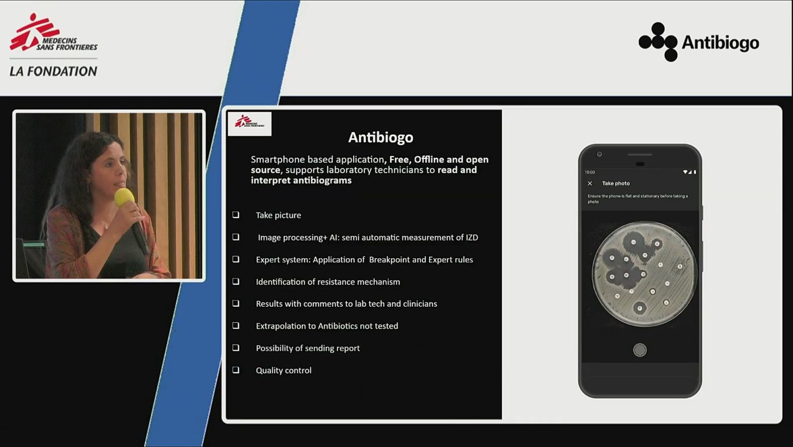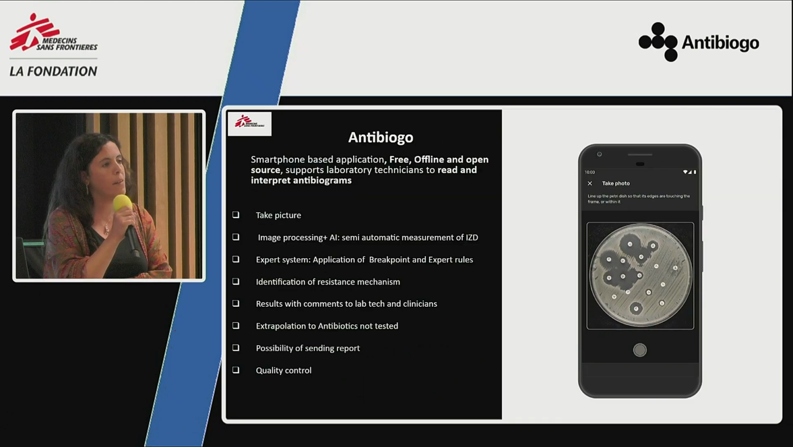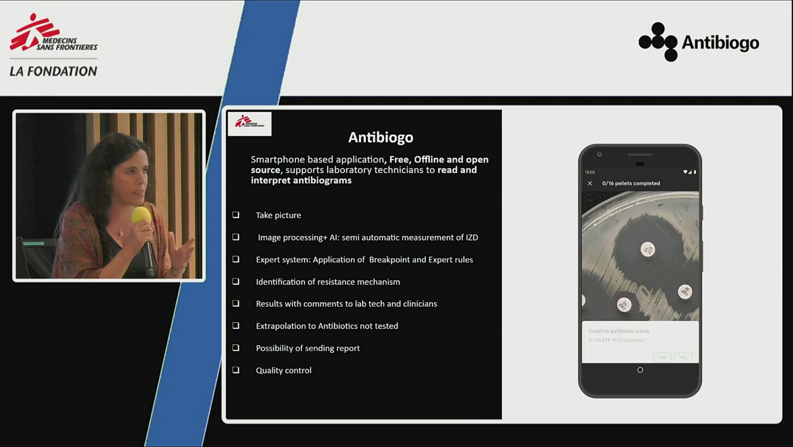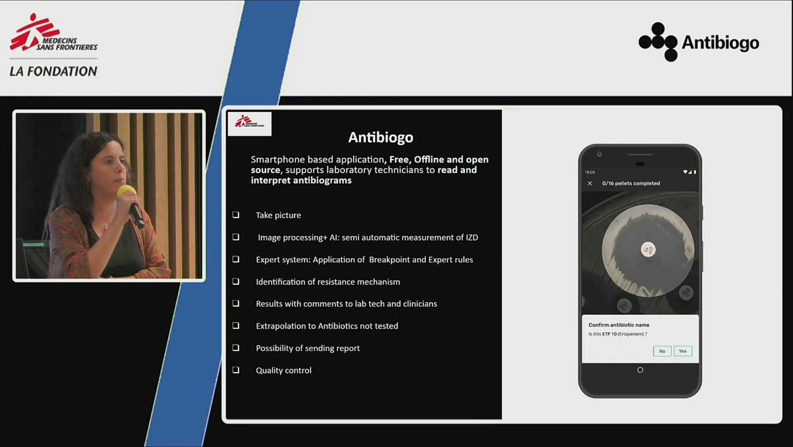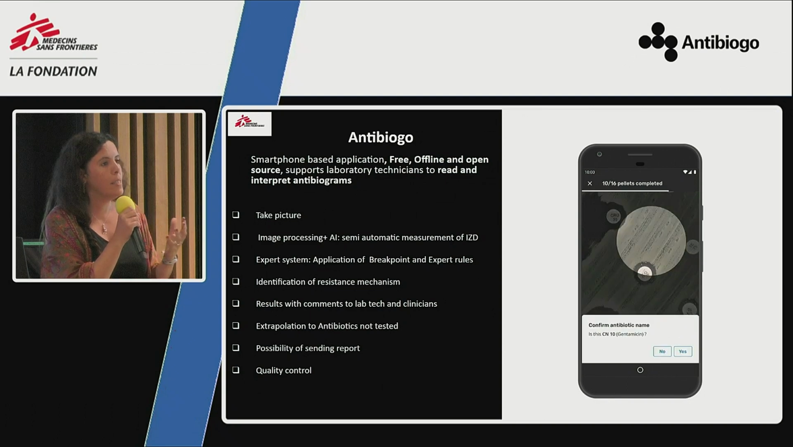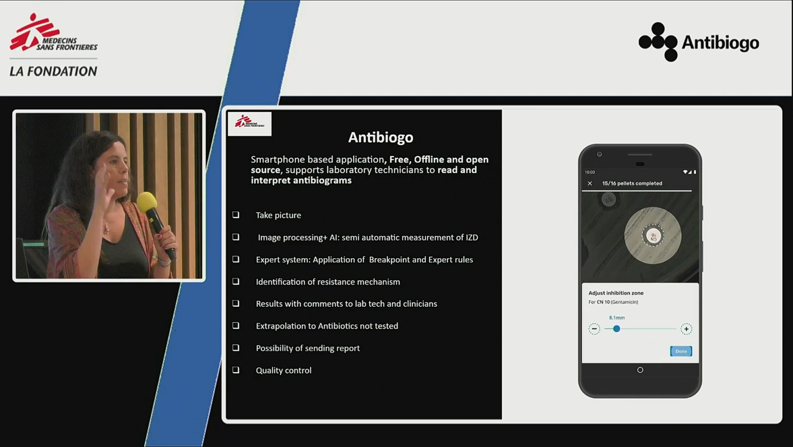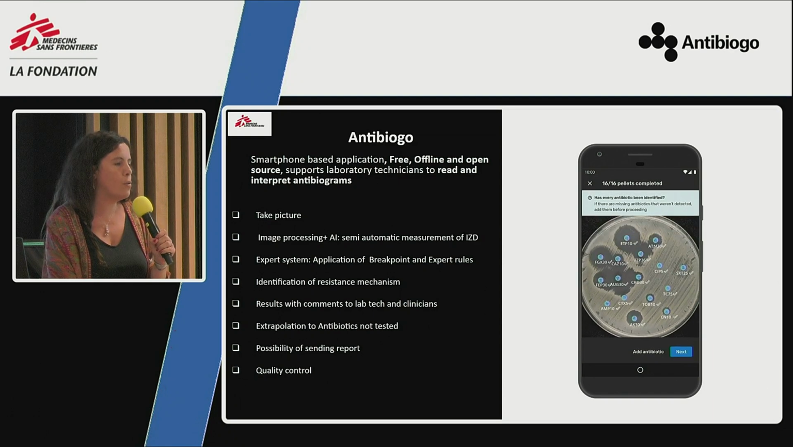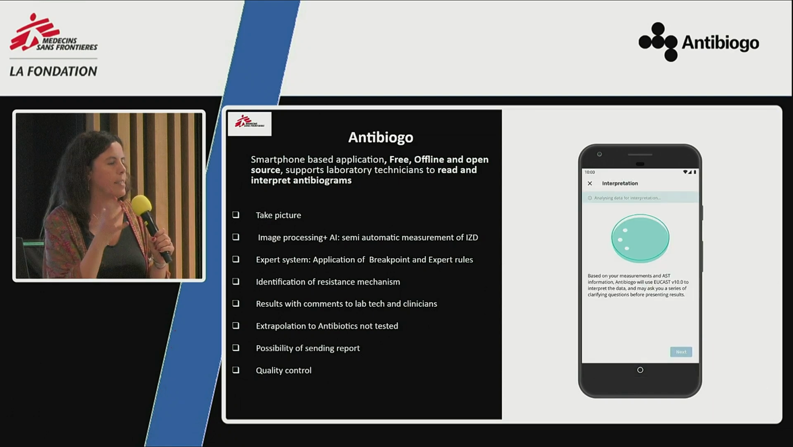So basically, Antibiogo is a smartphone-based application. It's free. It works offline. You don't need an internet connection. Of course, you need a connection to download the app and to have access to updates. And the objective is to support laboratory technicians to read and interpret AST. So we have 3 steps, and I will show you a demo video so you can understand how Antibiogo works. But mainly we have 3 blocks.